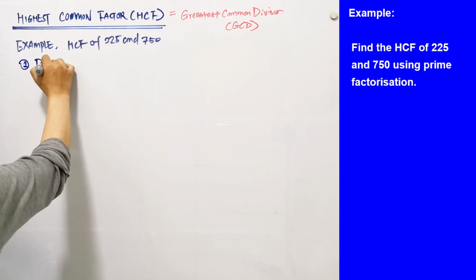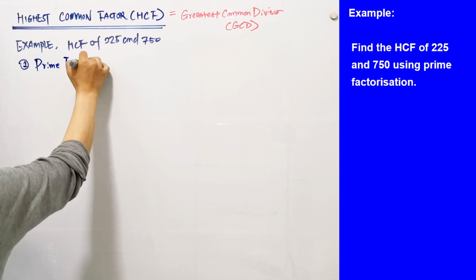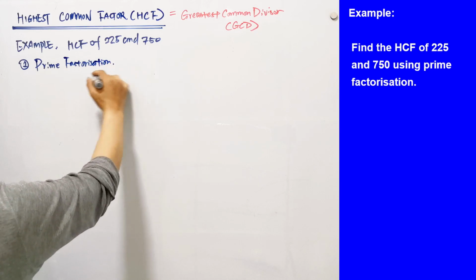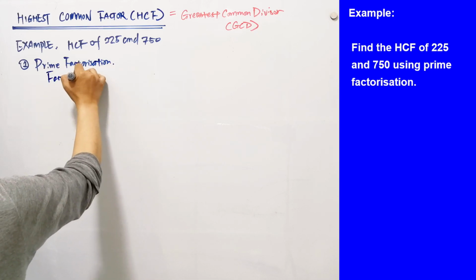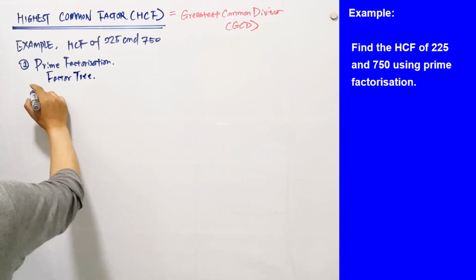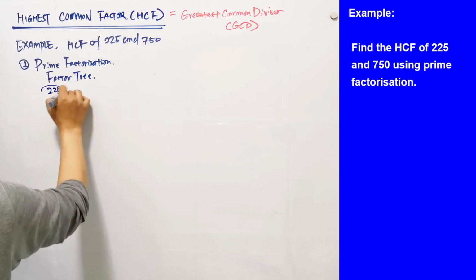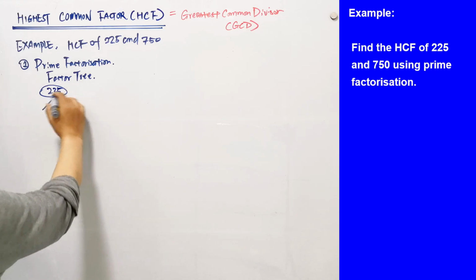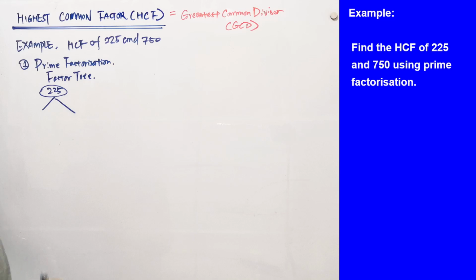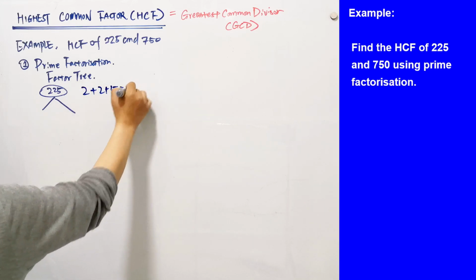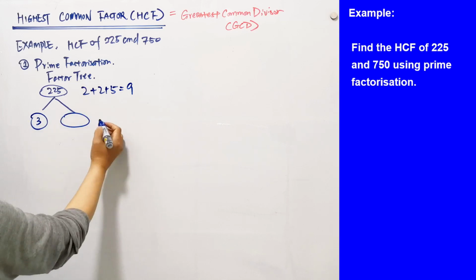Okay, prime factorization. How do we use that? We can use the factor tree, right? So 225. How do we find the factors of 225? We also recall that if the sum of all the digits of a number is divisible by 3, then the number can also be divided by 3, right? So 2 plus 2 plus 5 equals 9, right? So in this case, can we put 3?